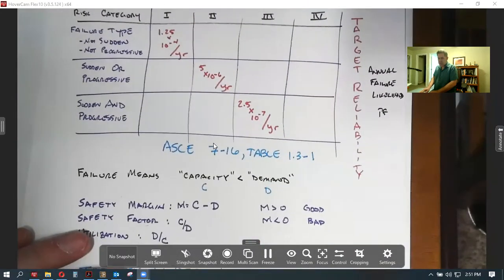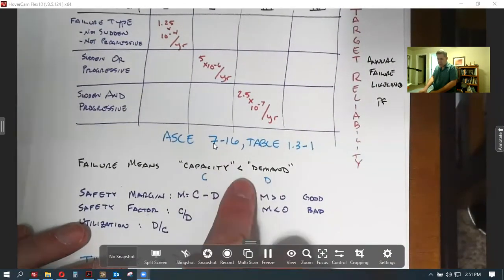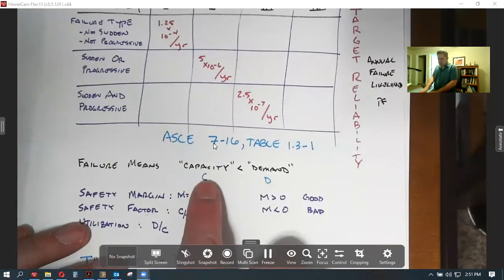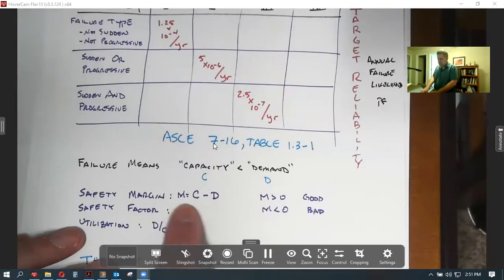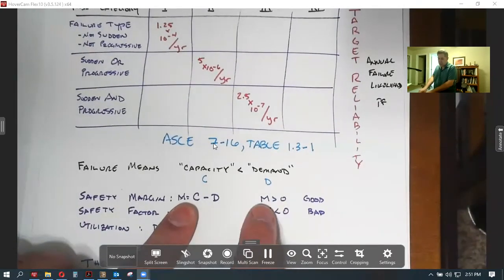And from a big picture standpoint, it's capacity is less than demand. Now, it's not always about strength. It can be about stiffness or other limit states, but you can think about whenever we have some sort of capacity that's less than what the demand is, that's a problem. We can characterize that in terms of what we call the safety margin, right? Capacity minus demand. And if that number is greater than zero, well, that's good. We have more capacity than demand. If it's less than, then that's not so good.